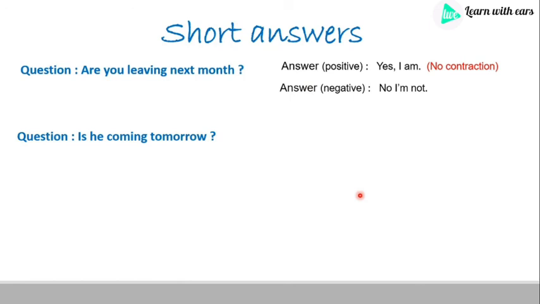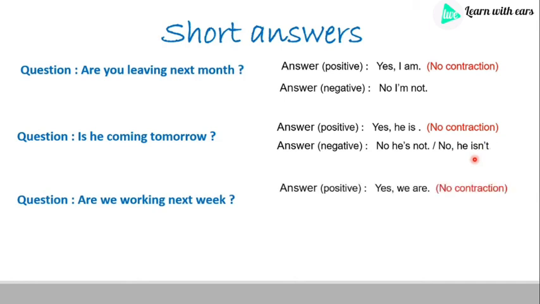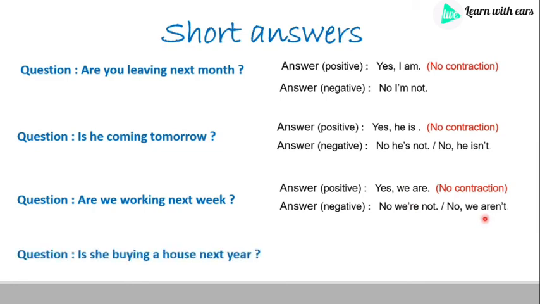Next, is he coming tomorrow? Positive answer is, yes, he is. And negative answer, no, he's not. Or, no, he isn't. Next, are we working next week? Positive answer, yes, we are. And negative answer, no, we're not. Or, no, we aren't.